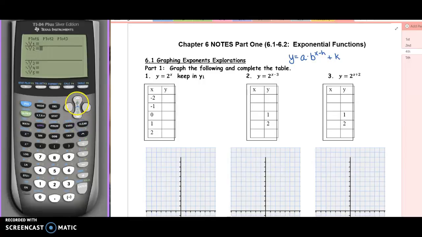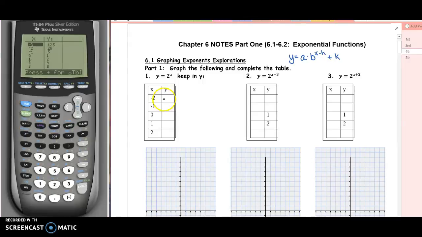Okay, so y equals 2 to the x. 2 raised, so you need to use your little caret button, and then x. And then push the graph button and you can see what it looks like. Push second and then graph, and that goes into your table, and record the values.